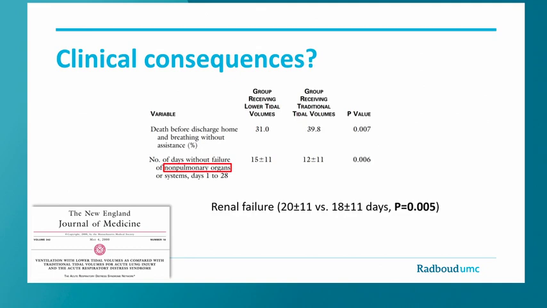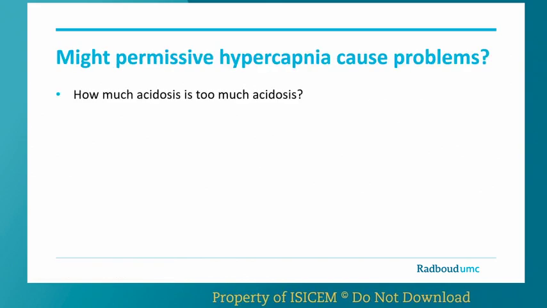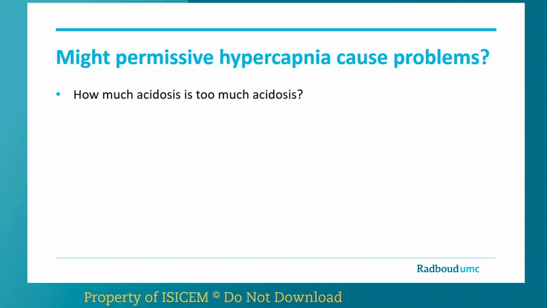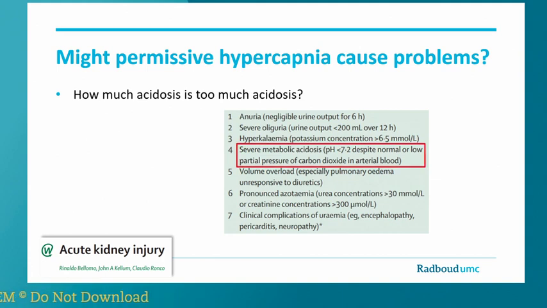Renal failure, days with renal failure are less. But it's statistically significant, but it's only 2 days difference. So it's not a huge effect, but there is an effect that this does indeed have consequences on renal function and renal failure. So you might say, well, maybe if we allow hypercapnia to develop, this might cause problems, because acidosis is actually a reason, metabolic acidosis, to start renal replacement therapy. That's one of the conventional criteria.